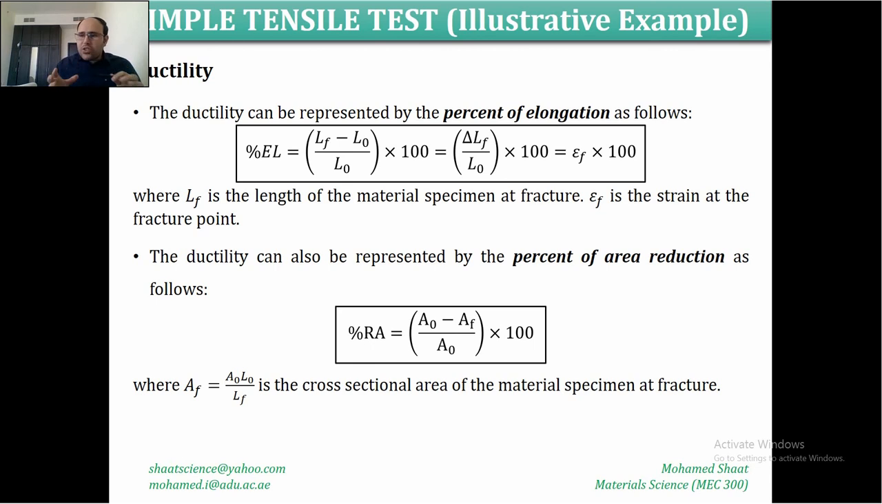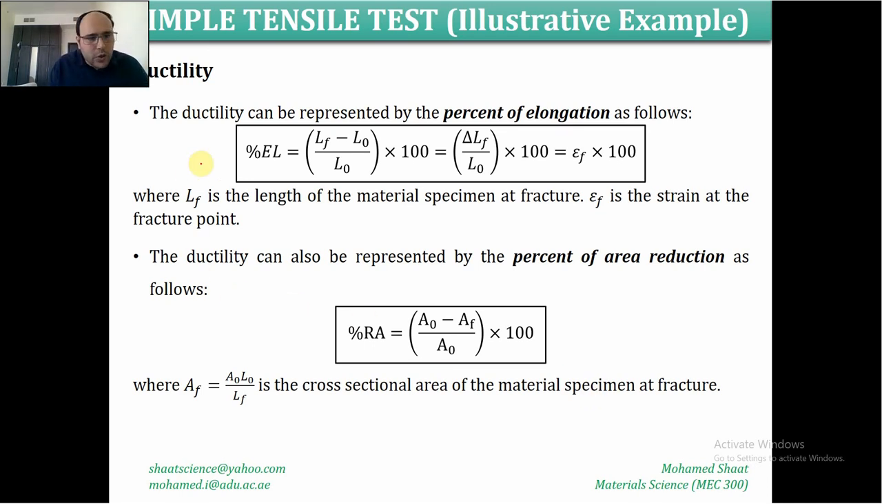So if we measure the percent of elongation, the percent of increase in the length, this gives us an indication of how ductile this material is. The same thing, if we measure the percent of decrease in the diameter, this also gives us an idea of how ductile the material is, based on the percent of reduction in the cross-sectional area. So these are two measures for identifying the ductility of the material.